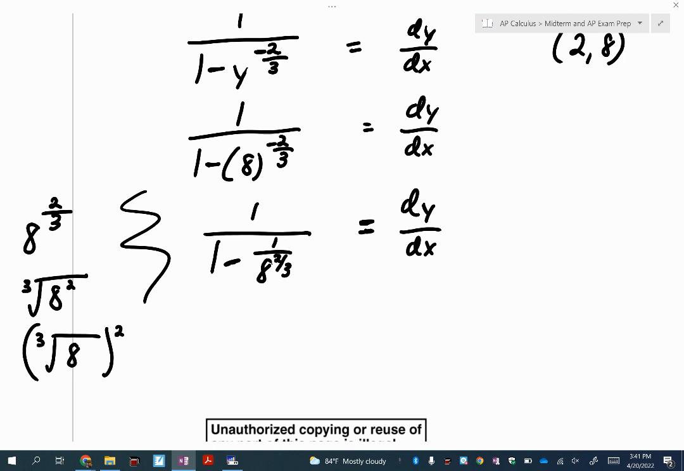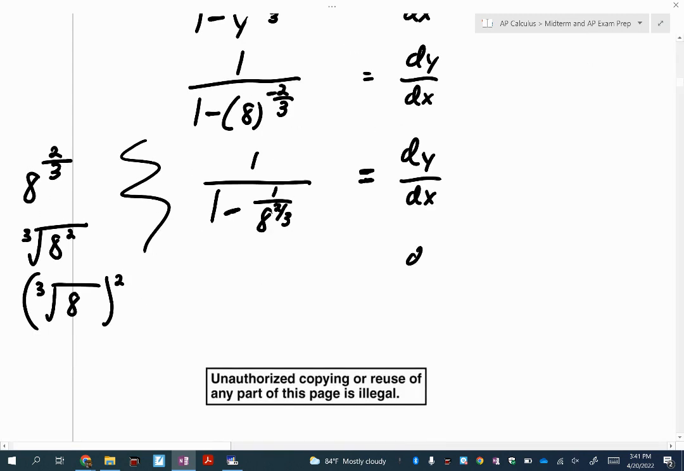Because you get the same thing. What's the cube root of 8? It's 2. What's 2 squared? 4. Let's try the other way. What's 8 squared? 64. What's the cube root of 64? It's 4. So you get the same thing.